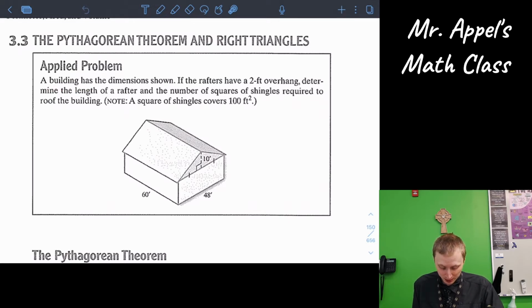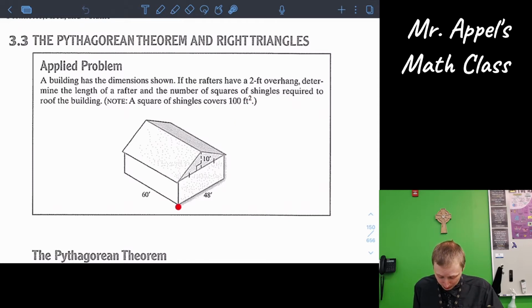We have a building here, has the dimensions as shown. If the rafters have a 2-foot overhang, that is to say the little parts that come support the roof, determine the length of a rafter and the number of squares of shingles required to roof the building. Note, a square of shingles covers 100 square feet. That's a big square of shingle.